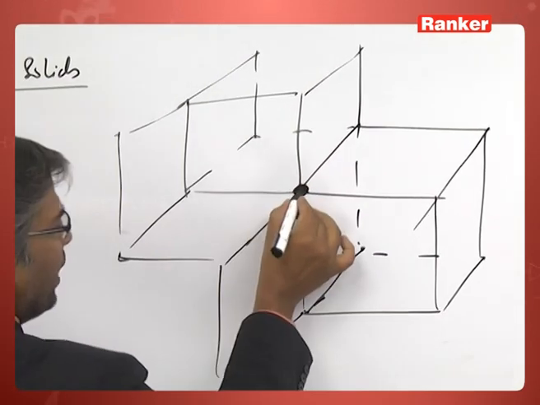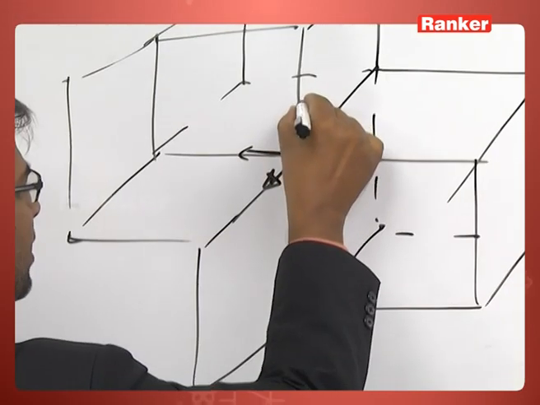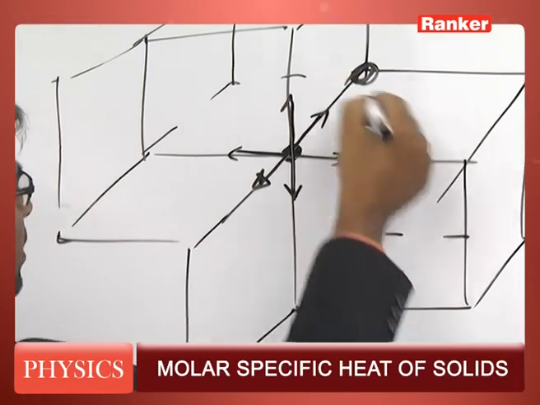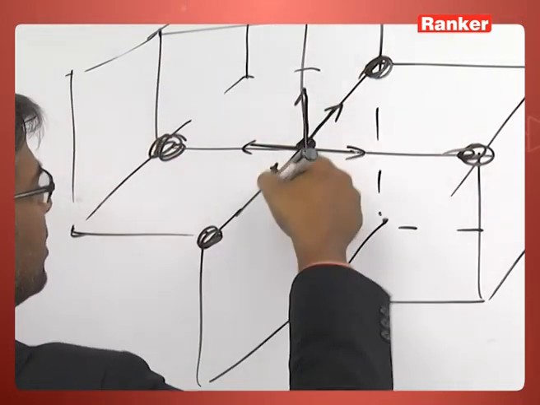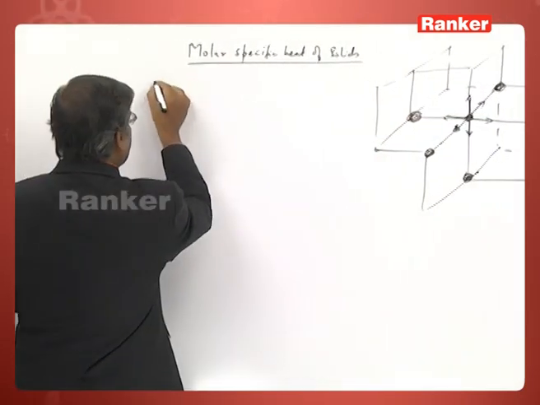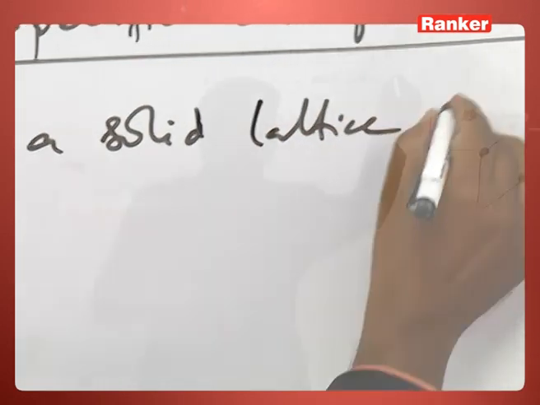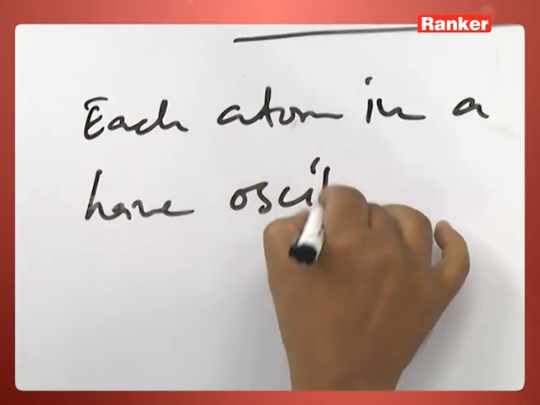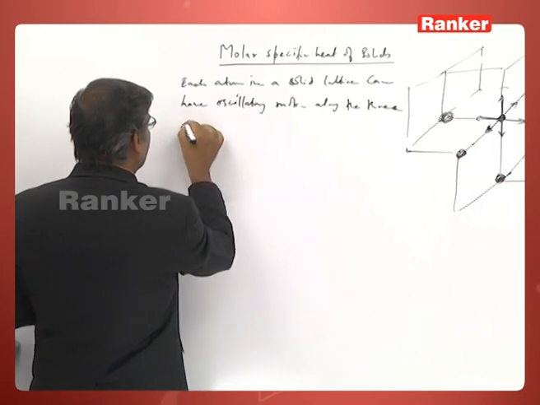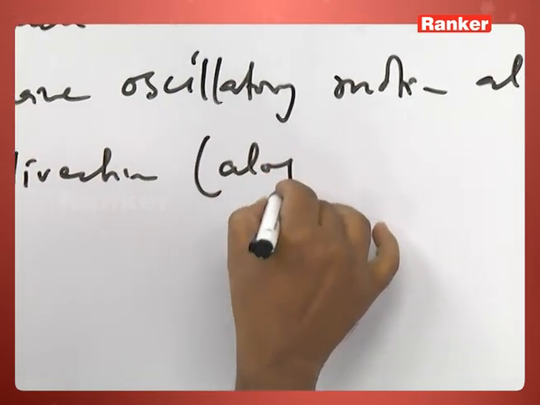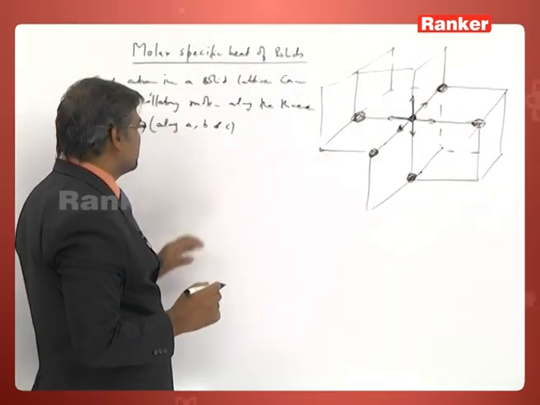This atom is free to oscillate along this direction. It is again free to do the same thing in this direction and this direction, because here neighboring atoms are there. So they interact with them in this, this, this. So we have three directions. Each atom in a solid lattice can have oscillatory motion along the three directions, along A, B and C. That is the lattice parameters A, B and C.